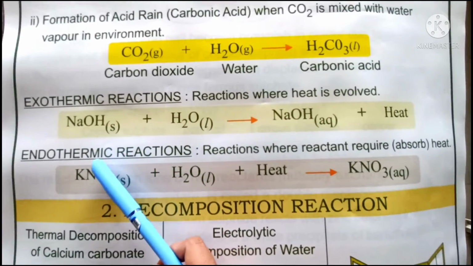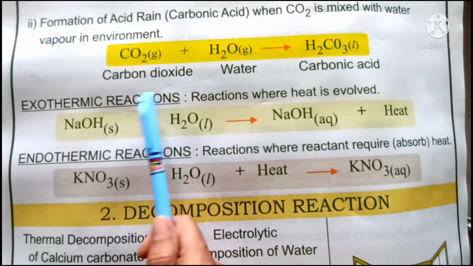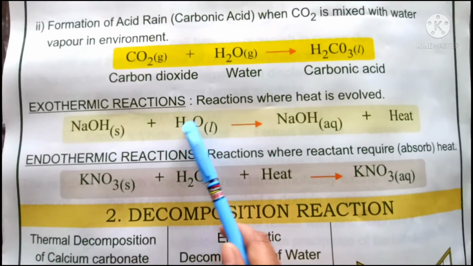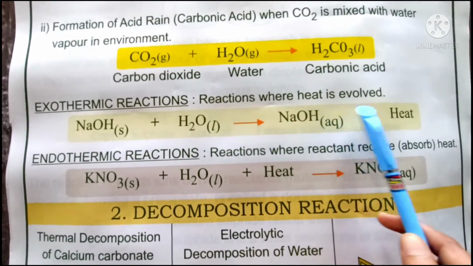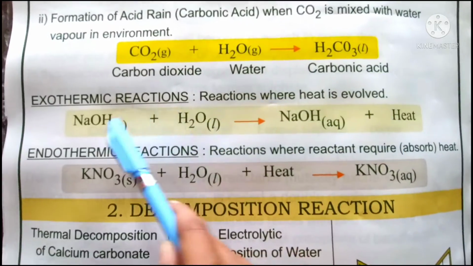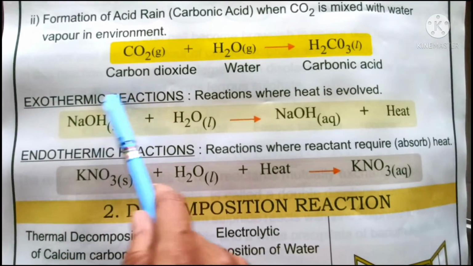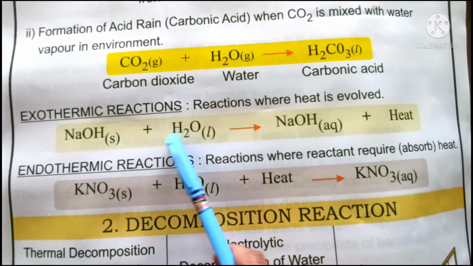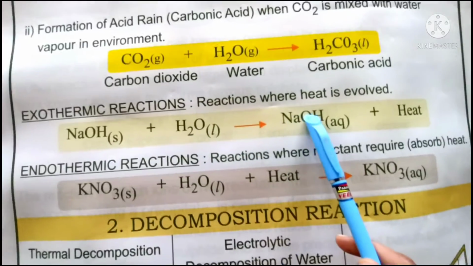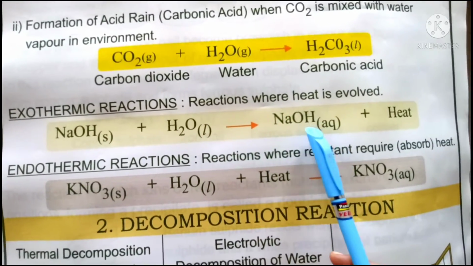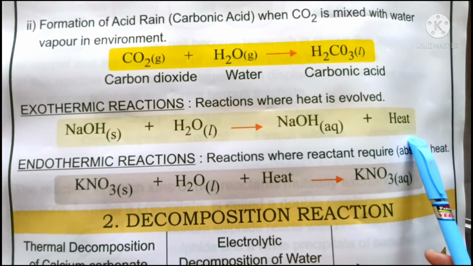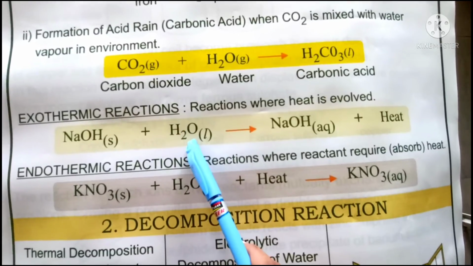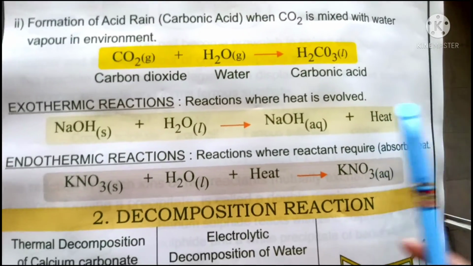Now students, let's see the difference between the exothermic reaction and the endothermic reaction. The reaction in which heat is evolved, meaning heat is released, that chemical reaction is known as an exothermic reaction. Let's see one example. If you add water to sodium hydroxide, what will happen? That solution becomes warm, or we can say heat is liberated. So in the solution formed after adding the water, heat is evolved or released.